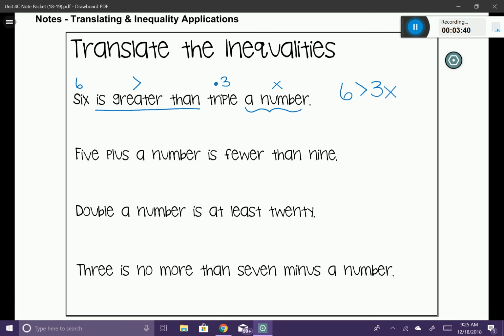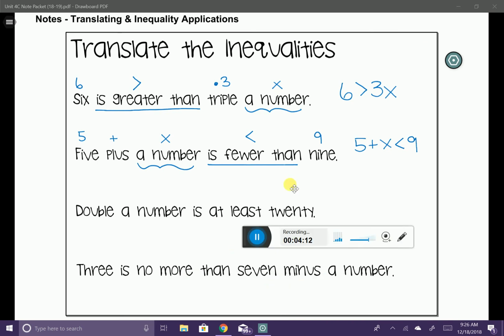Let's try the next one. 5 plus a number is fewer than 9. Okay, so we have 5 plus a number is fewer than. Is fewer than is going to be our inequality, and that's represented by the inequality less than. And then we'll finish it off by putting a 9 there. So if we were to translate this, that's going to be 5 plus x is less than 9. Okay, let's try the next one.